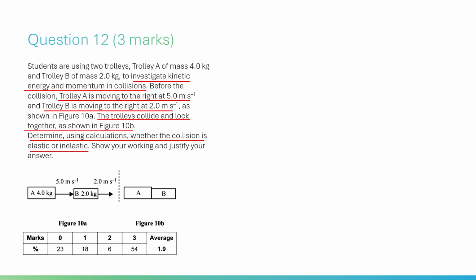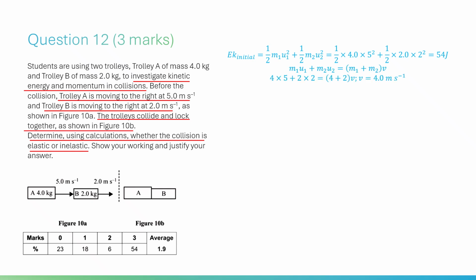Step-by-step solution. Step 1. Calculate initial kinetic energy. Before the collision, both trolleys are moving independently to the right. Step 2. Find the final combined velocity. Because the 2 trolleys lock together, after the impact, momentum is conserved, allowing us to find their shared final velocity. Step 3. Calculate final kinetic energy. Now, calculate the kinetic energy of the combined system moving at this new velocity.